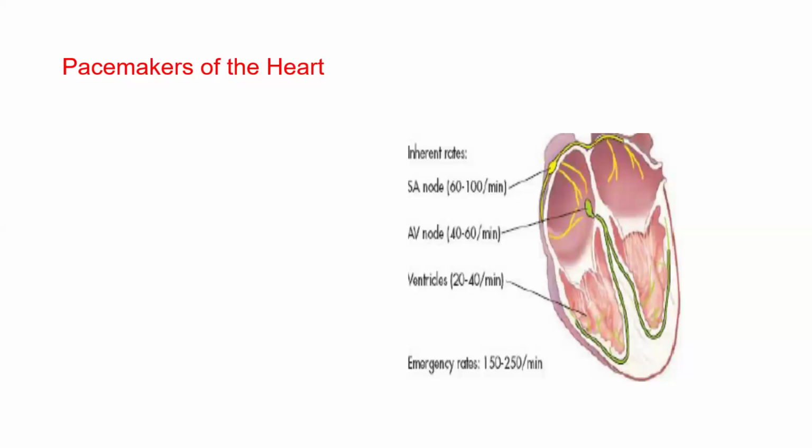So that means that if the flow starts from the sinoatrial node at 60 to 100, when it gets to the atrioventricular node, it slows. This allows the infilling of the atria and then the emptying, so it allows the atria to empty into the ventricles. It is about 0.15 seconds of delay that helps in the filling of the atria.